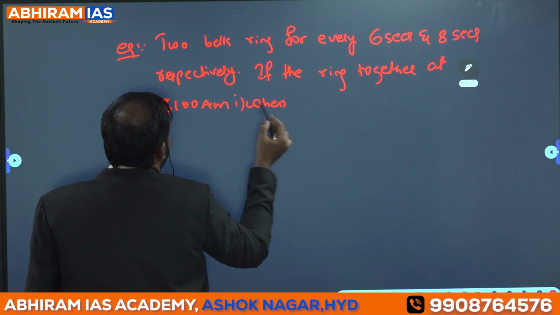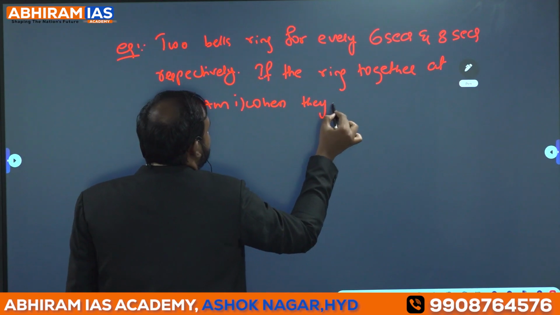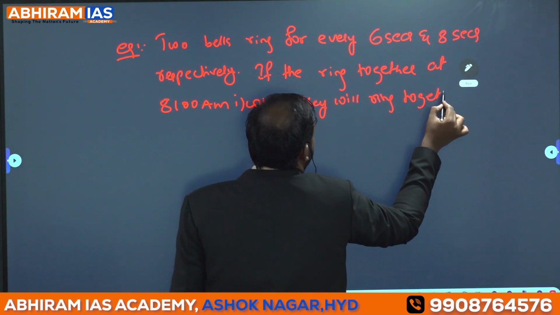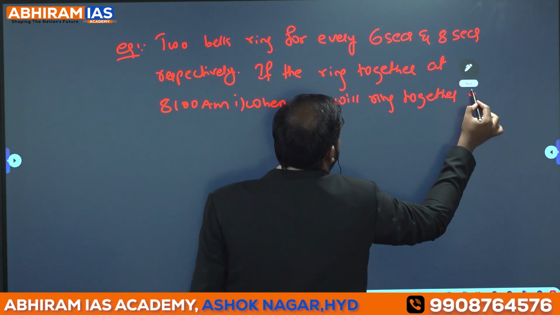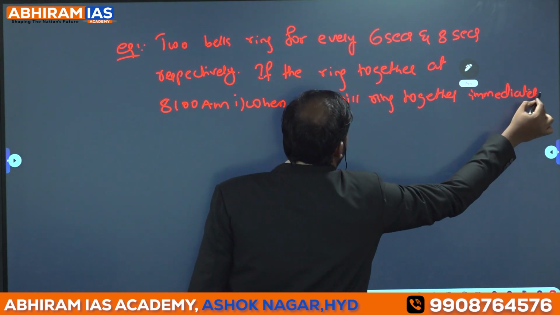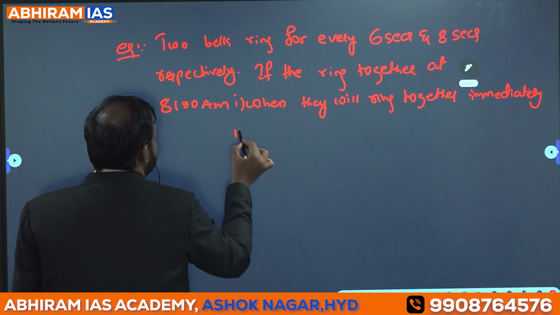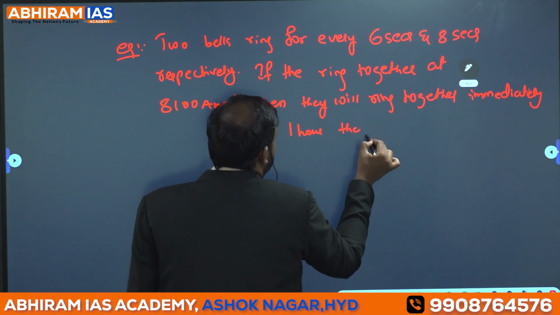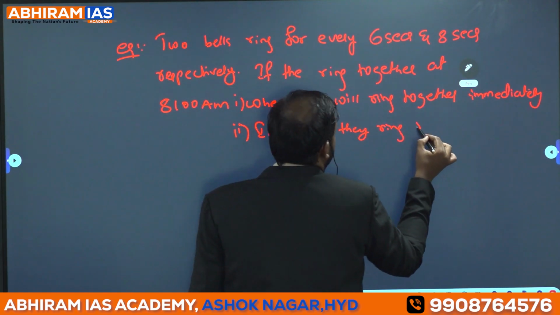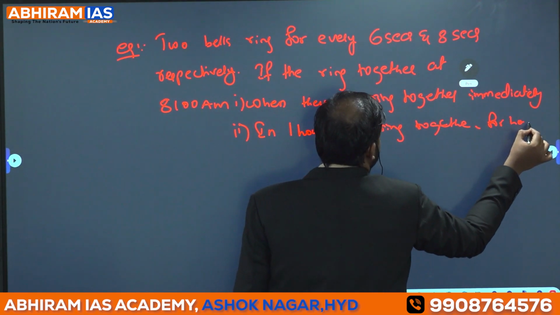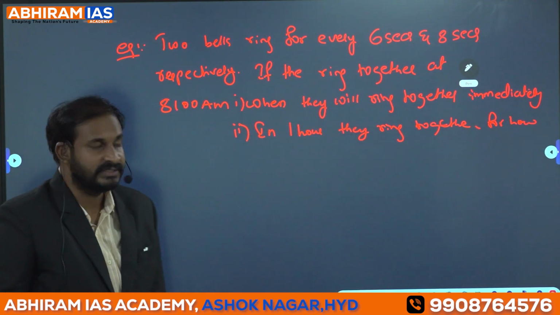First one, when they will ring together immediately after, at what time will they ring together? That is the first one. Next, in 1 hour, how many times do they ring together? These are the two categories of questions which in general we will have.